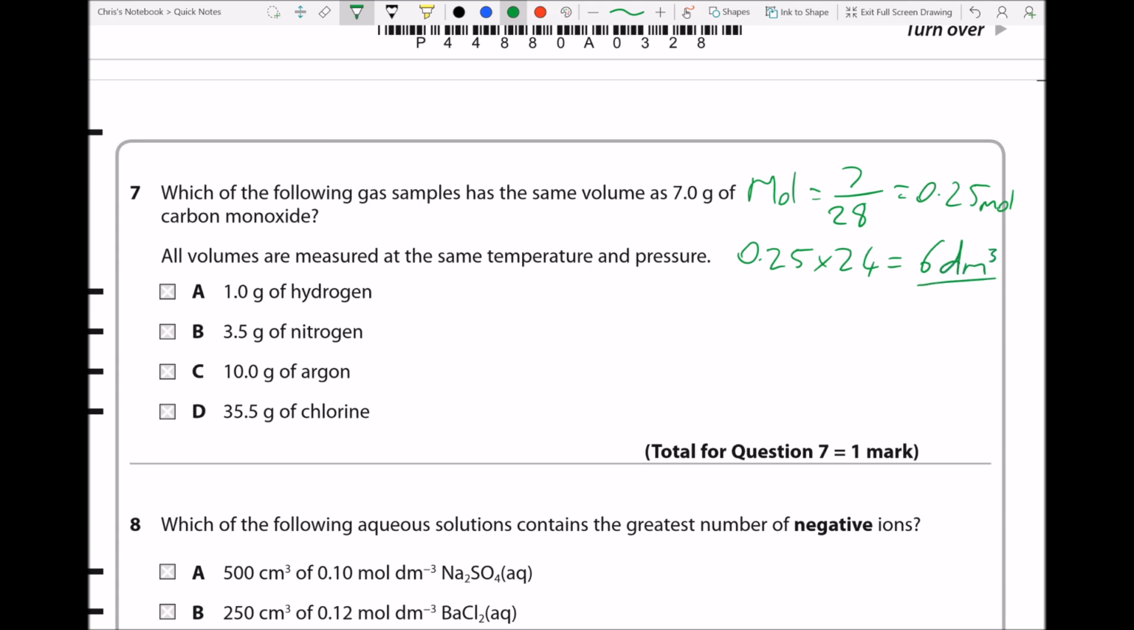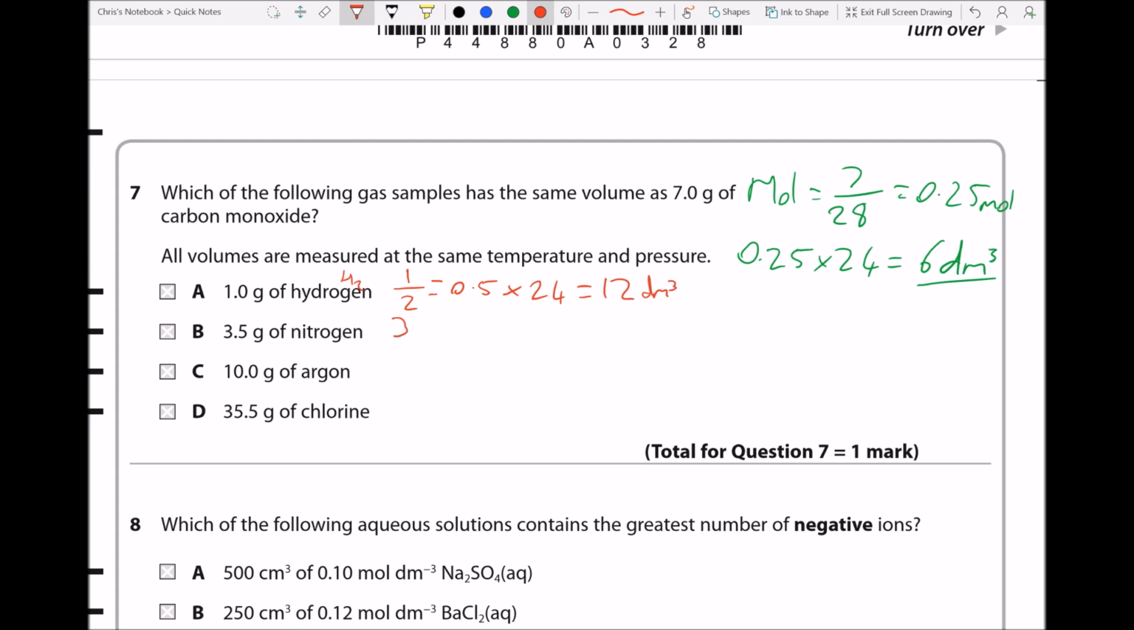Okay, so we're looking for a number that matches that effectively. So we're going to do exactly the same calculation. We're going to do these ones in red, for each one of these. So we're going to do 1 divided by, this one's hydrogen, H2 is 2. Remember that's H2. It's a diatomic molecule, so it's 1 divided by 2. You don't need to be a mathematician to work that out. That's a half. We're going to times that by 24, because that's the volume for 1 mole of a gas at room temperature and pressure, and this is going to give us 12. Okay, so that's 12 decimeters cubed. You can see that one doesn't match, so we're looking for 6.